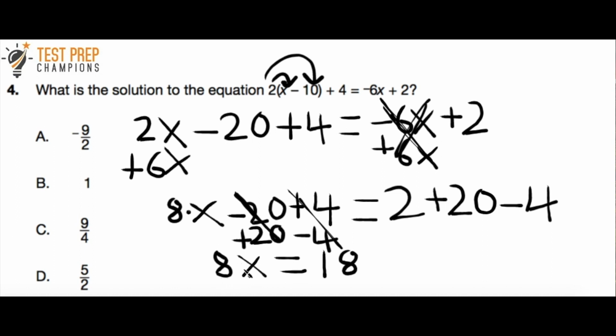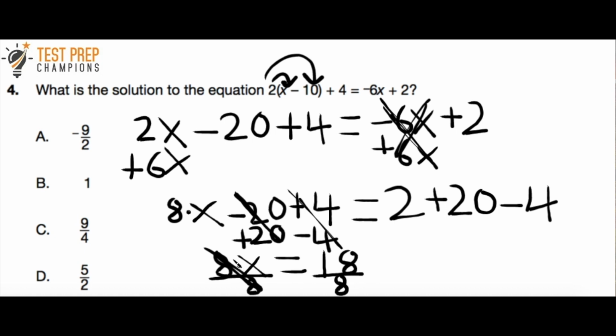And again, the goal here is to get the x by itself on one side of the equation. Since we have 8 times x, we want to do the opposite of multiplication, which is division. So we want to divide by 8. 8 divided by 8 is equal to 1, so these 8's are gone. And again, whatever we do to one side, we also do to the other, so we also divide by 8 over here.